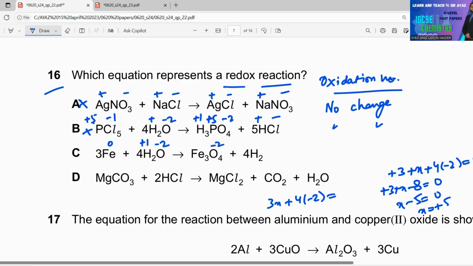It's in group 6. So solving this, what will we get? 3X minus 8 is equal to 0, or X is equal to plus 8 by 3. So it must be carrying a charge, that is, if you divide 8 by 3, what will you get?